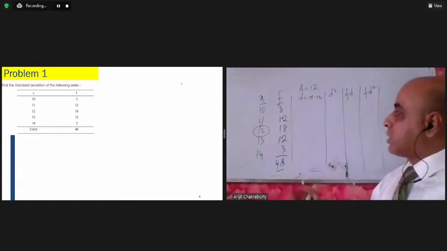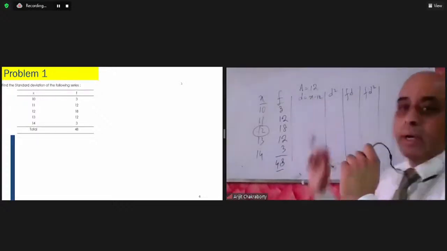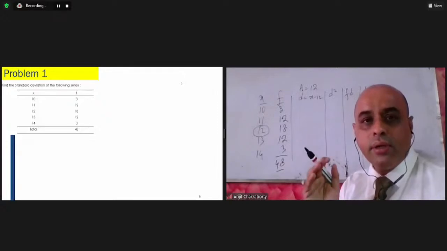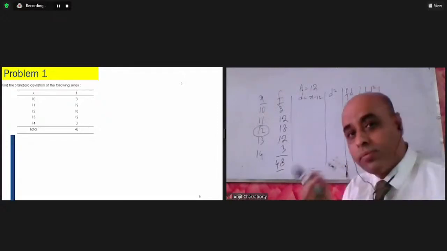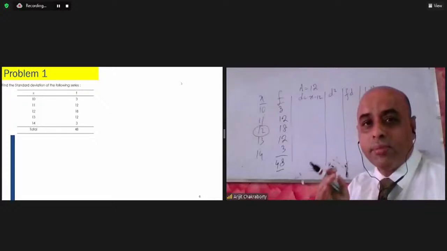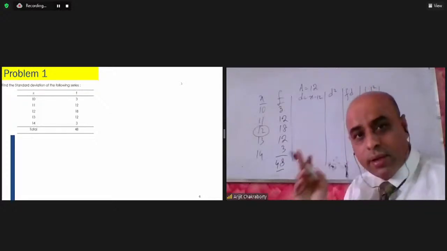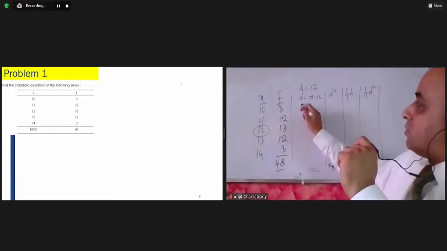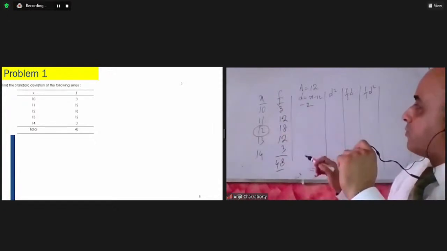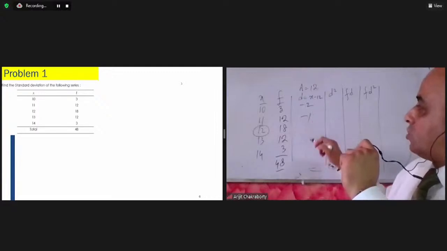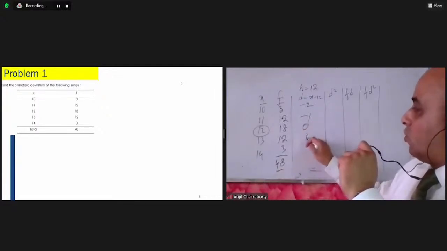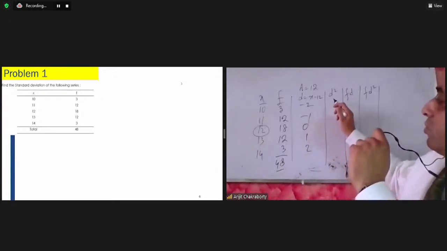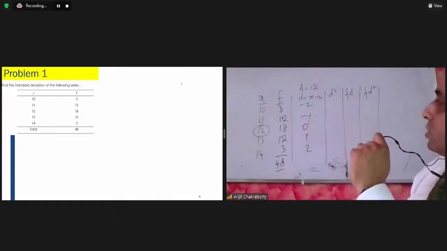So let us first try to do this. D is equal to X minus 12. Please remember, we shall consider the sign here. Plus sign or minus sign will be considered because it is not the modulus value. We have to take both the signs. So here we get 10 minus 12, so minus 2, 11 minus 12 is minus 1, then 0, 1, and 2.